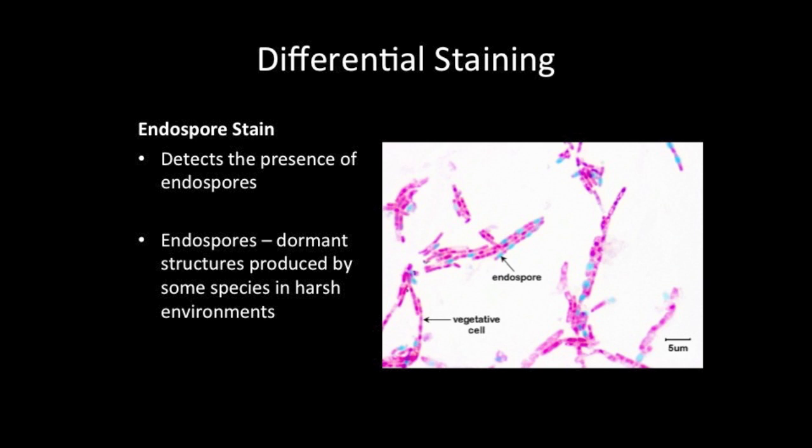Endospore formation is not a form of reproduction. Instead, one cell will produce one spore. The staining procedure allows us to differentiate between the vegetative cell that produces the endospore and the endospore itself.